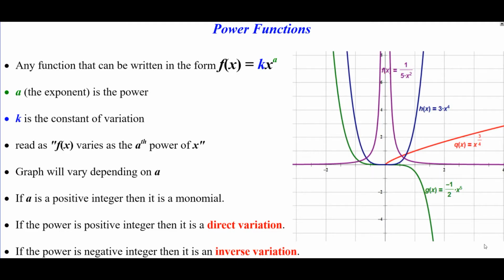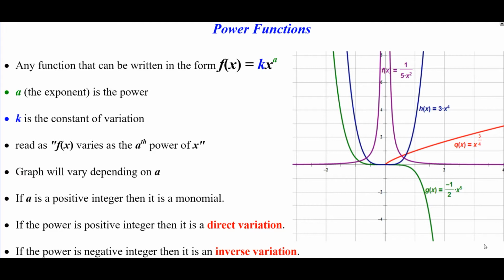In this video, we're going to look at power functions. A power function is basically any single-termed expression that has a variable as the base of an exponent. It can be written in the form f of x or y equals k times x to the a. A, your exponent, is referred to as the power, and k is called your constant of variation. We would read that expression and say f of x varies as the 8th power of x. So that equals k, we read as the word varies.